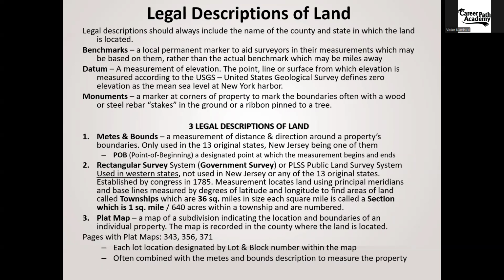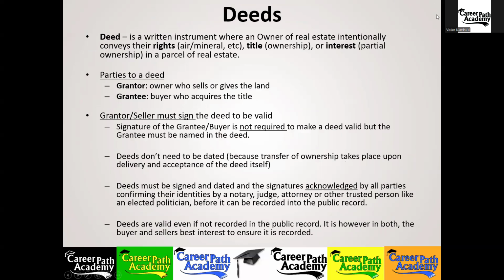All right, so deeds, there we go. I was right. Look at that. So what is a deed? A deed is a written instrument where an owner of real estate intentionally conveys their rights, like air rights or mineral rights, etc. Their title, meaning ownership or interest, could be a partial ownership interest in a parcel of real estate. All of that gets transferred by some sort of deed to convey that ownership.